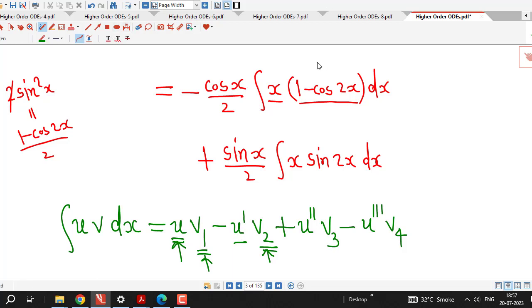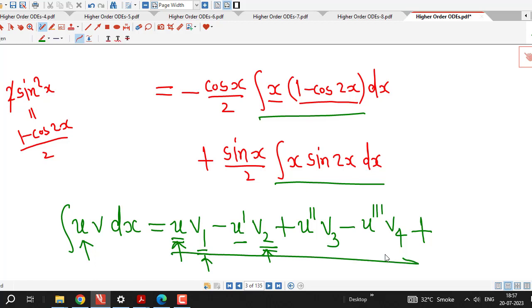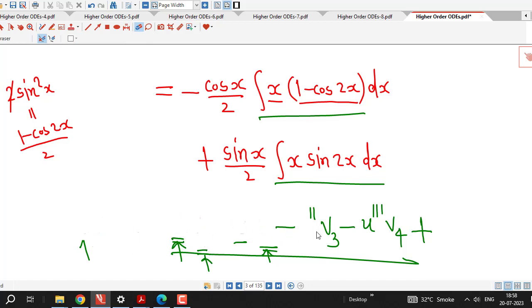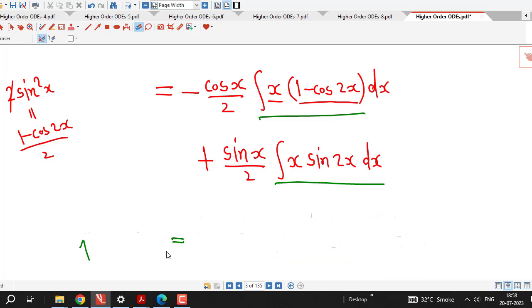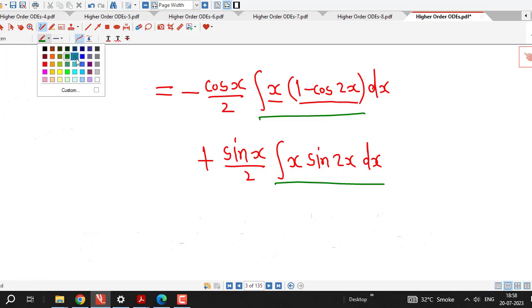And in this way we are going to apply this formula for these two integrals, and we keep in mind that we will consider that function as u whose derivative is 0 after some finite number of steps, so that we will have finite number of terms in this series. Now we apply this formula for integration by parts in these two integrals. Now our problem is to evaluate these two integrals using integration by parts. So let me write using integration by parts.